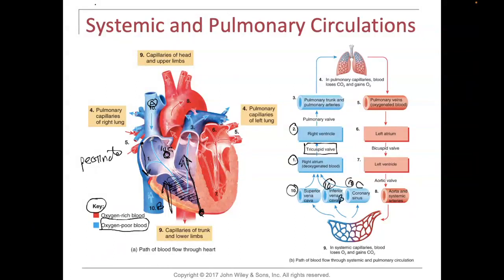So the atriums contract superior to inferior. The ventricles, when the muscle contracts, try and force and eject the blood upward from inferior to superior. And when it does that, when the blood pushes up, it forces this valve shut. What valve shuts? The tricuspid valve. Lub dub, lub dub. So that makes the lub sound.